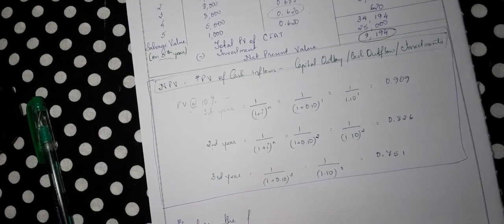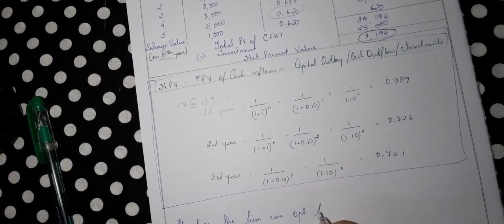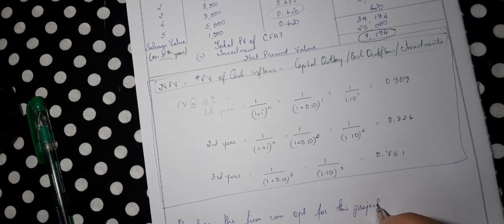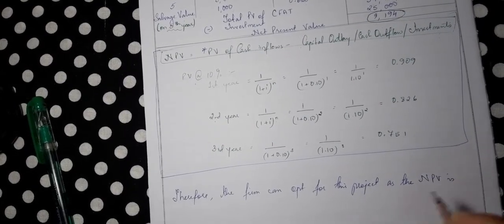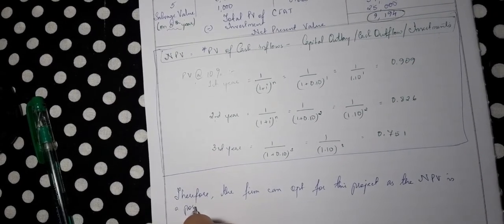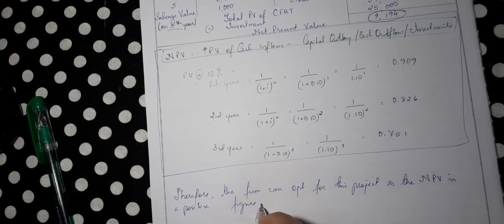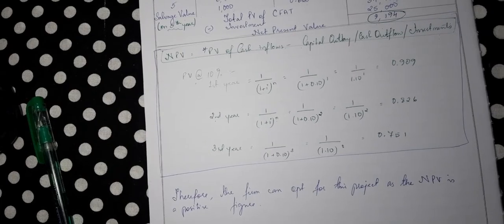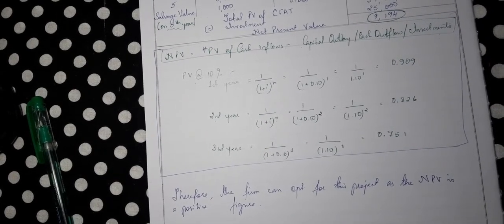Therefore, the firm can opt for this project as the net present value, or the NPV, is a positive figure. Or in other words, you can also write, since the NPV of the particular project is positive, therefore the firm can choose this project. Okay, so this is one.